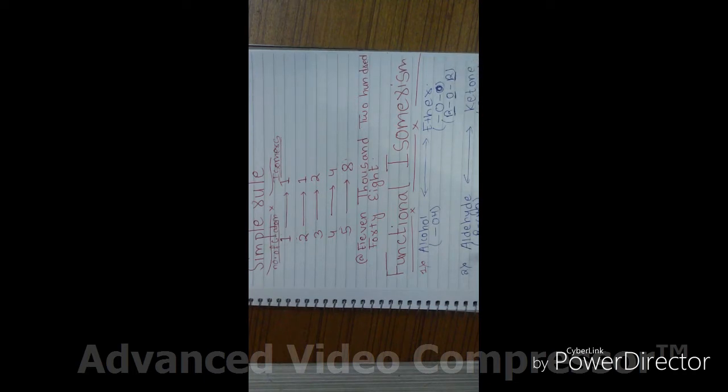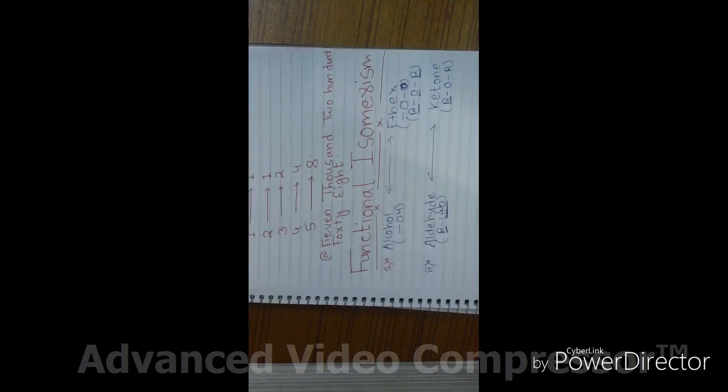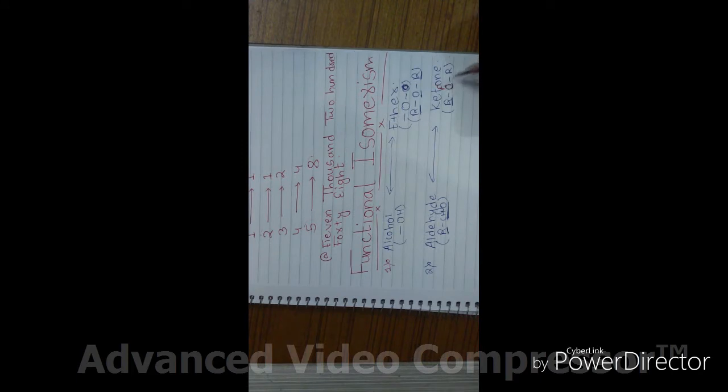So the second functional isomerism belongs to aldehyde and ketone. Aldehyde represents RCHO, where R is alkyl group and CHO is the functional group, and ketone is RCOR, where R represents alkyl group, and the functional group is C double bond O. It represents ketone.